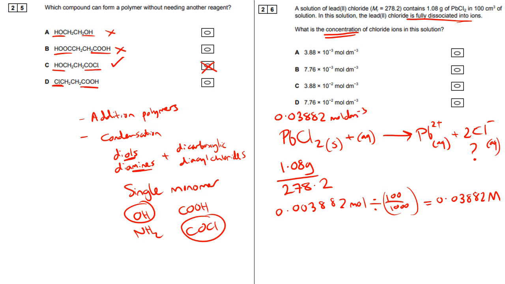notice there's 2 chloride ions for every PbCl2. To find the concentration of chloride, I'm going to need to times that by 2. So that'll give me my final answer of 0.0776 moles per decimeter cubed, which is answer B.